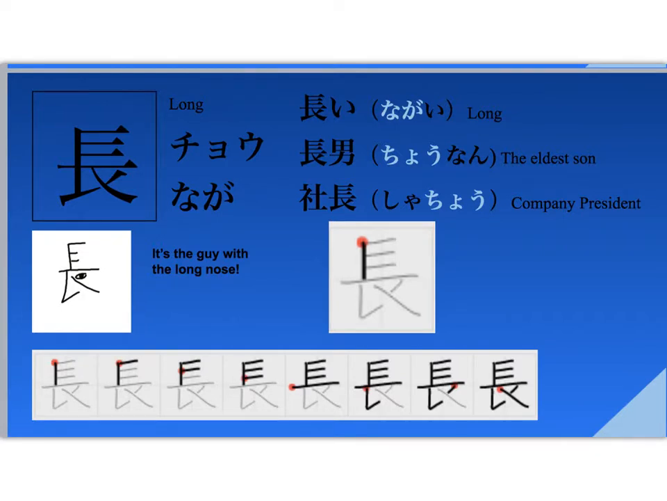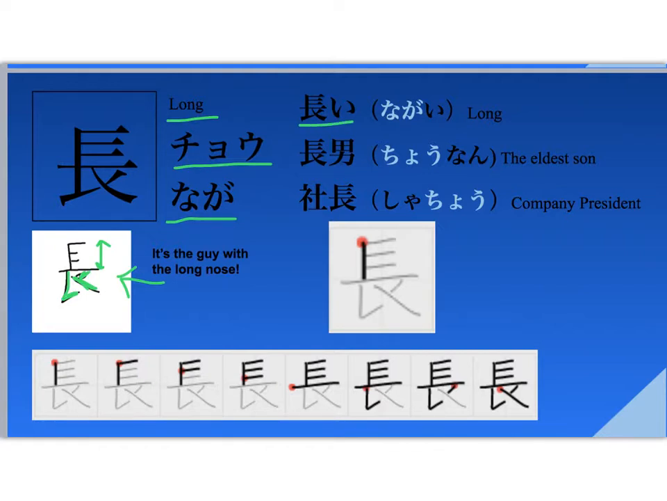So this kanji means long, and it is read cho for the Chinese reading, naga for the Japanese reading. And this is sort of a pictograph. I like this little pictograph here. It's a guy with a long nose, and actually then he kind of has a long hat on top as well. But there's his nose. This is maybe like his cheekbone or something. This last stroke here represents his eyeball.